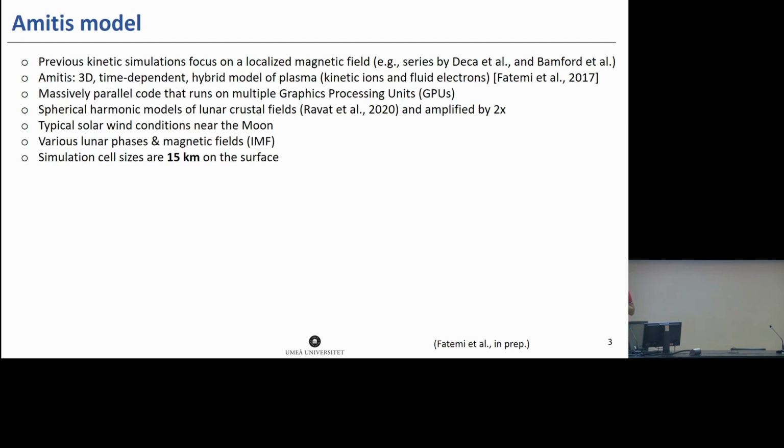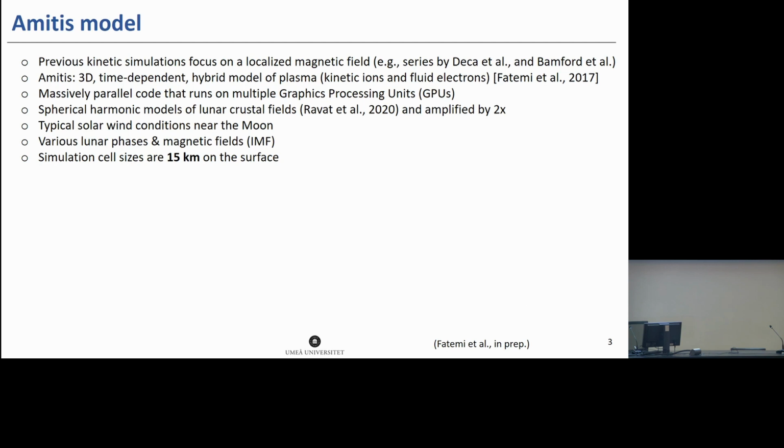We have developed Amitis. Amitis is a framework. It's a three-dimensional time-dependent hybrid model of plasma. By hybrid, I mean kinetic ions and fluid electrons, a charge-neutralizing fluid. I'm the developer of the code. It's a heavily parallelized code that runs on multiple graphics processing units, GPUs, for computation, which allows us to run the code energy-efficiently as well as with very high resolution.